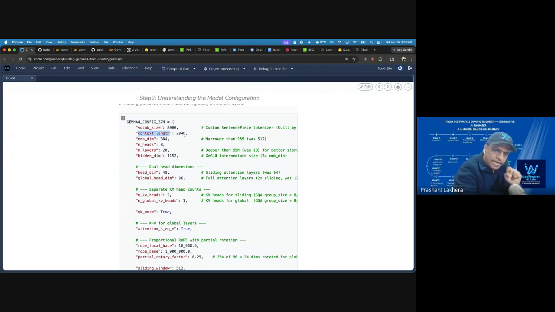Again, my main idea is that I want to run it on a low-end GPU. So that's why I specify the context length as 2048. You can play with these parameters. These are all hyperparameters.